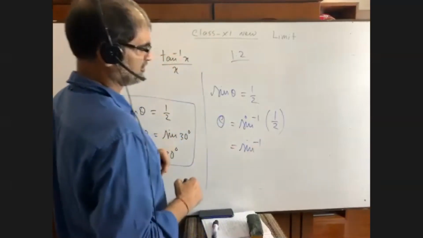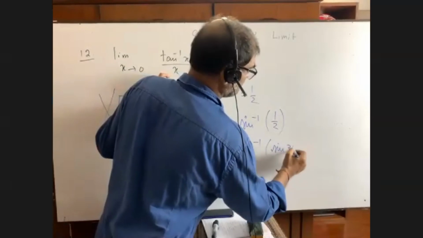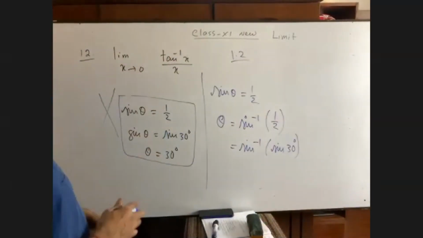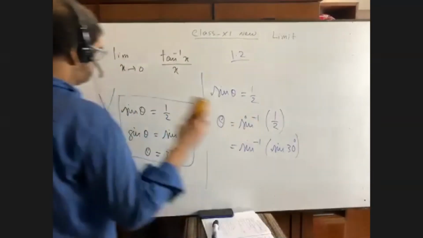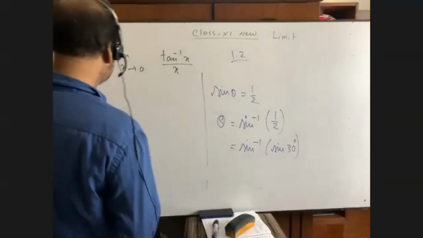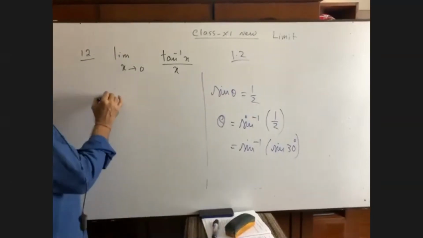What is sine half? Can you please let me know? Sine 30 degree or pi by 6, whatever you write. Is it? Now, you know what comes after this. There is a formula that we really don't know. Sine inverse, write down the formula.